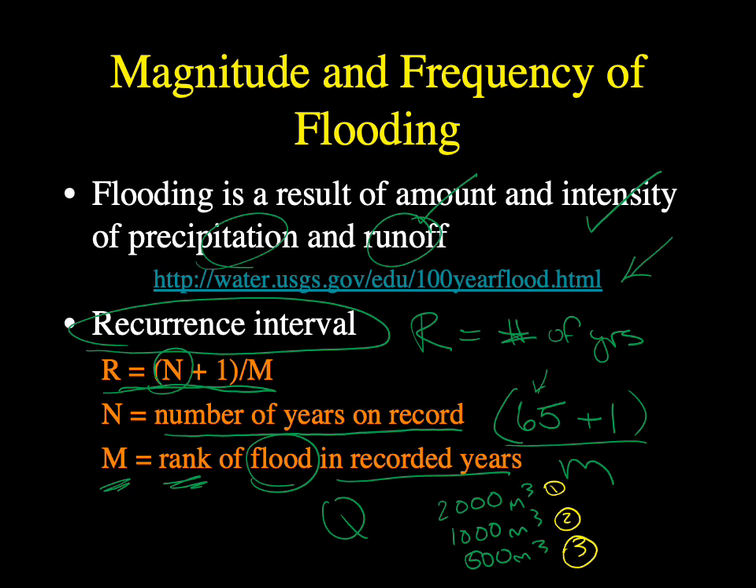If I want to know the recurrence interval of the 2,000 cubic meter flood, I would plug in the rank of 1 in the denominator here. If I wanted to figure out the recurrence interval of the number 3 ranked flood, I would plug in 3 in the denominator. Like I said, we're going to practice this in lab, but it's pretty cool because you can calculate how often, after however many years, I should see a flood of this magnitude.